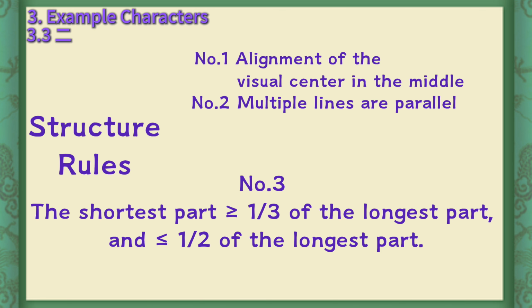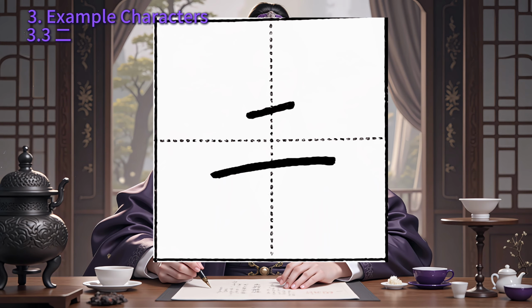Rule number 3. The shortest part is no shorter than 1/3 of the longest part, and no longer than half of the longest part. This rule basically answers the question we left in the length part when we talked about how long is long and how short is short. In this case, the length of the short Heng is between 1/3 and half of the middle part, and the length of the long Heng is almost all of the half of the grid's width.